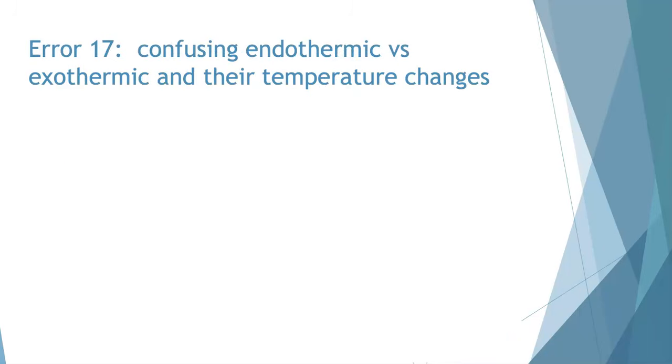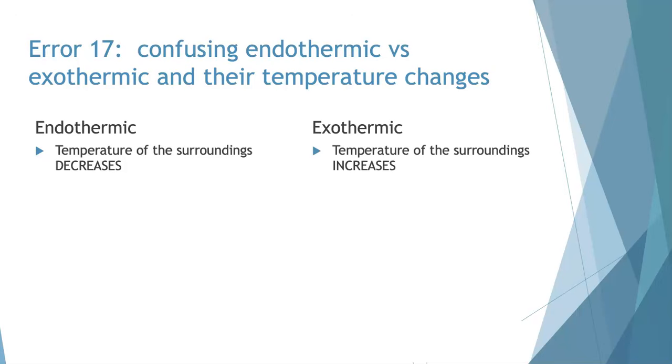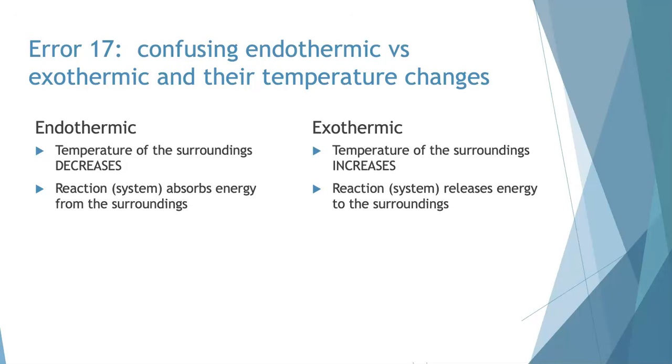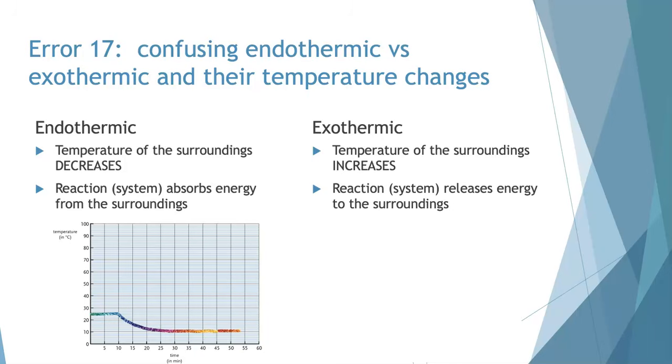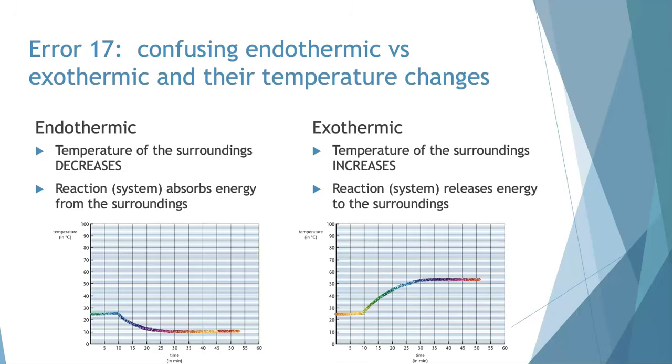The next error is confusing endothermic and exothermic changes and what that does to temperature. With an endothermic process, what we observe is that the temperature of the surroundings decreases. But in an exothermic reaction, the temperature of the surroundings increases. An endothermic reaction is absorbing energy from the surroundings, so the temperature of the surroundings drops. Whereas in an exothermic reaction, the system is releasing energy to the surroundings and their temperature goes up. Thinking about this graphically, in an endothermic reaction, we're going to see a temperature drop. In an exothermic reaction, we're going to see a temperature rise.